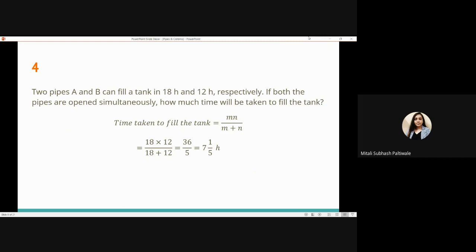After solving these equations, you'll get this answer as 7 into 1 by 5, or simply 36 by 5. And that's it.